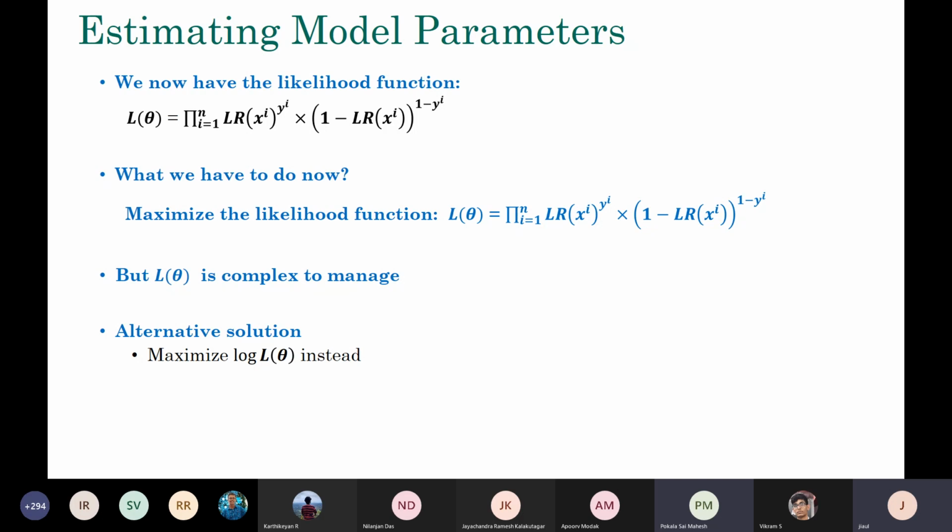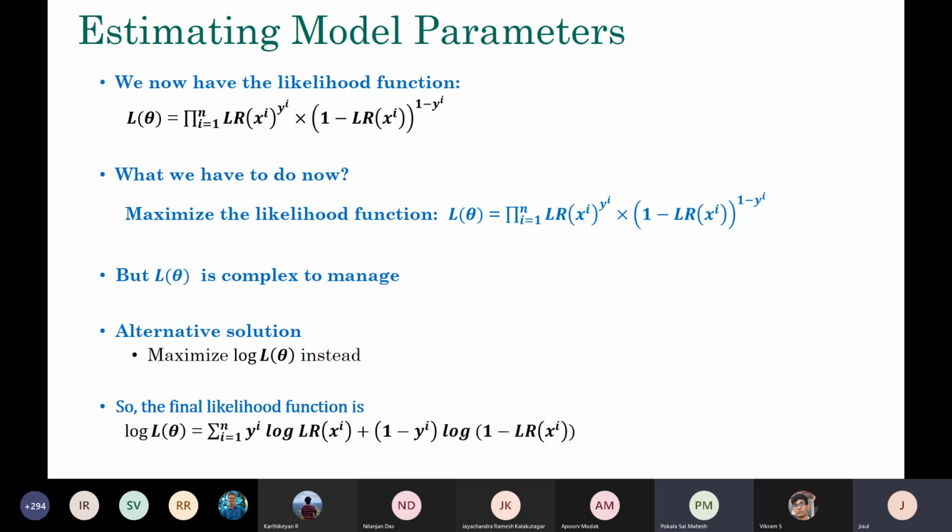So I simply want to maximize log of L theta, because log of L theta will simplify my expression. From a product, you can get a sum over the expressions. So I will be dealing with this log of L theta with respect to all these model parameters that you have. This is more or less the trend for most supervised machine learning problems where you have parametric models.